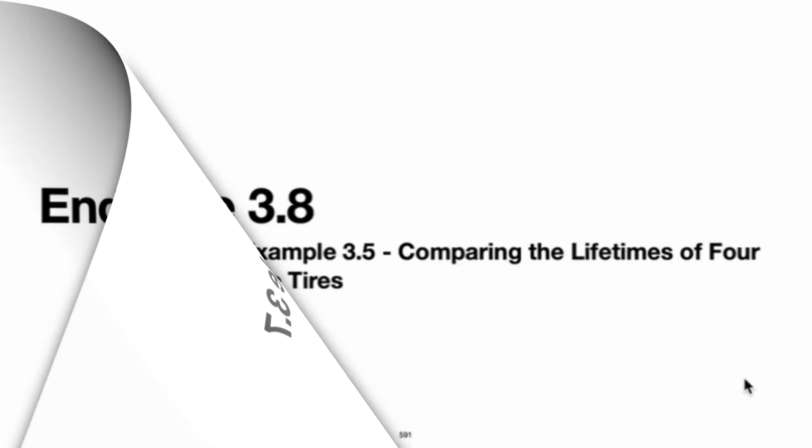But if you do conclude based on the data, based on the evidence, that differences do exist, then it makes sense. It's just a natural follow-up to find out where those differences are, and we do that by performing these pairwise comparisons. All right, now the next example, this is example 3.8, and this is a continuation of example 3.5.